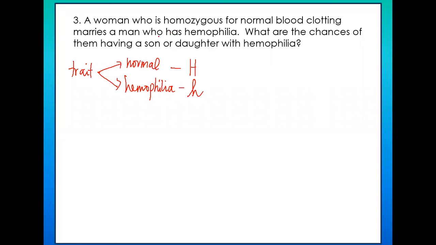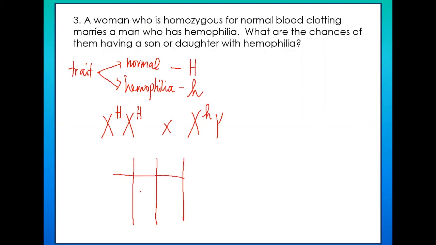Now the parents, let's identify their genotype. The woman is homozygous for normal blood clotting, so automatically X capital H and X capital H. She marries a man who has hemophilia, so X with small letter h and Y. This is a sex-linked trait, specifically found on your X chromosome. So we have to draw a table here for the Punnett square. Let's put the genotypes for both parents here: X capital H, X capital H, and here X small letter h and Y. So we have to cross them.